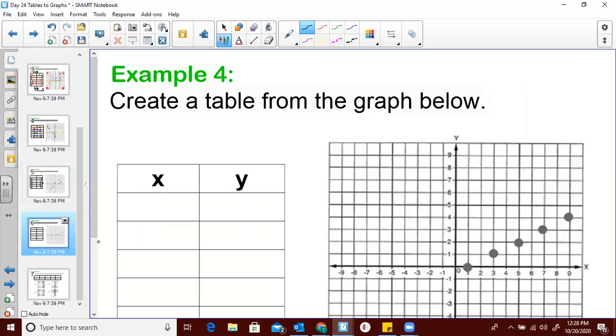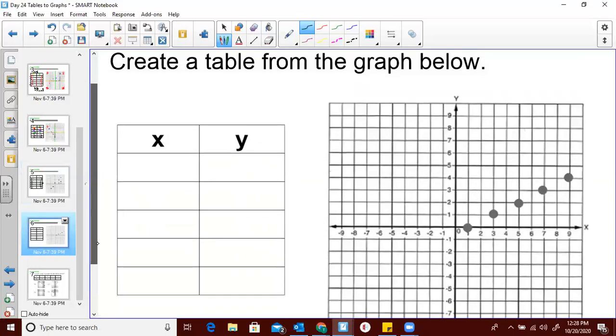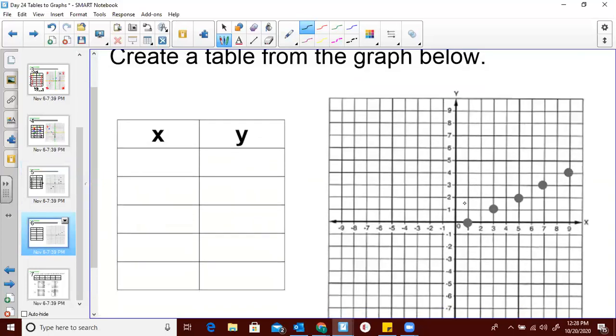All right, and here's another one where we're creating a table from the graph. I'm going to start, and remember, I like to read left to right. That's how most of this math works. So I go 0 to 1, and I'm right on my point. So my x value is 1, and my y value is 0 because I did not have to move up or down. Now I want to come to this point. You can see that I'm going to move 1, 2, 3 to the right. Now I'm underneath it. Then I'm going to go 1 up.